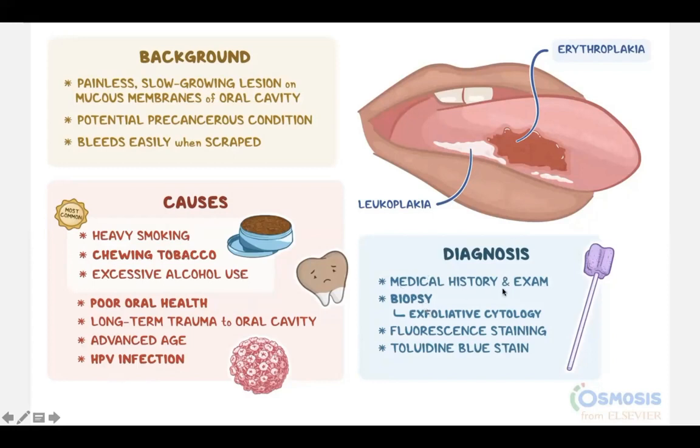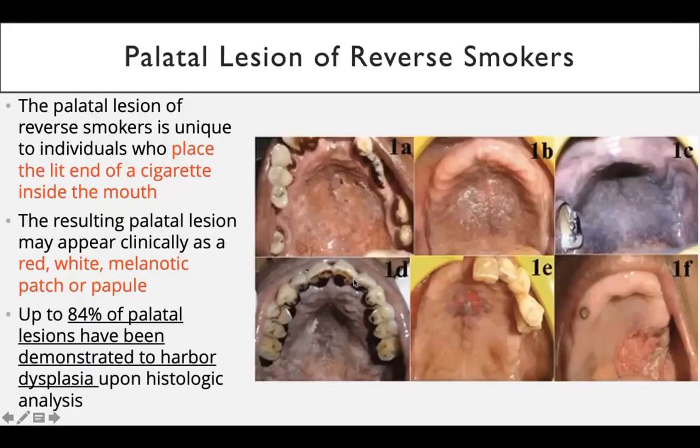Diagnosis is medical history and examination, a diagnosis of exclusion when there is no other clinical picture with it. Biopsy, exfoliative cytology: you take scrapings, fluorescent staining. You have a fluorescent stain or dye, which will show you under UV light if there is some lesion, and then collodion blue stain is used for the fluorescent staining. This is blue, right? The plateau lesion of reverse smokers, we will go for after the break.